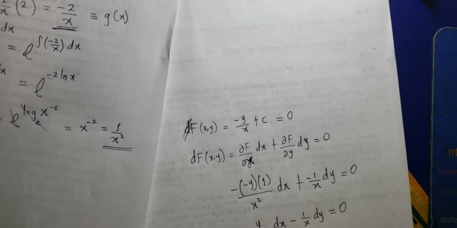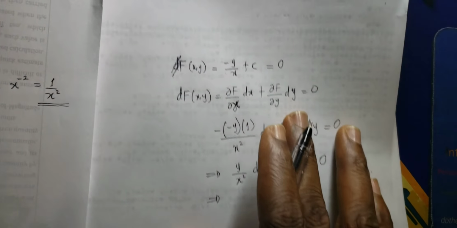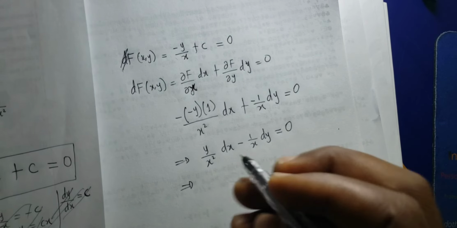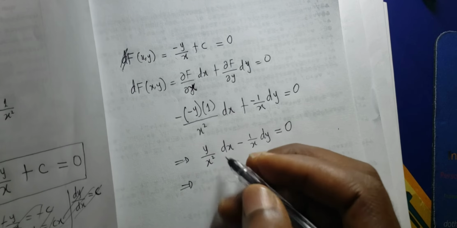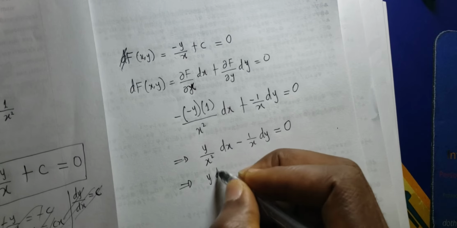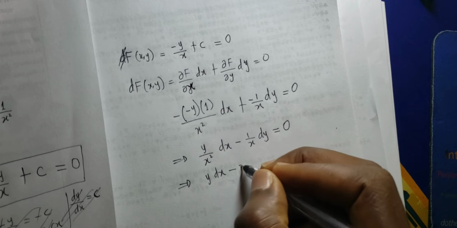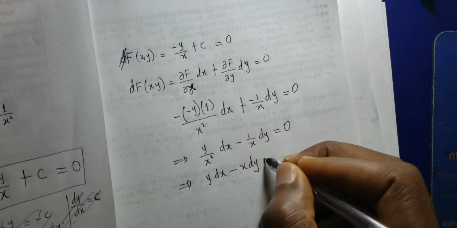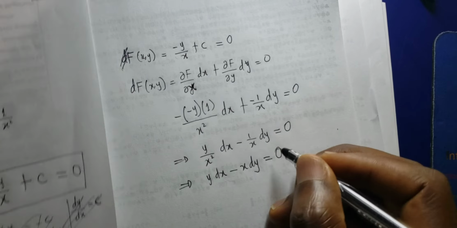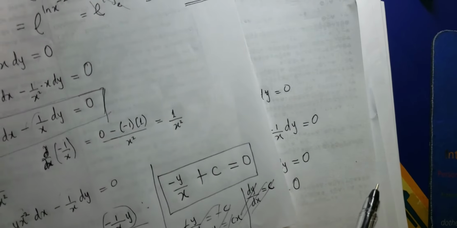And of course, this could have also given us the original equation if we just multiplied all through by x squared. By multiplying this through by x squared, we're going to have y dx, then minus, when you multiply this by x squared, it becomes x squared over x, that is x dy, equal to 0, which is the equation that we started with. So that's how you can verify that whatever you have in the option is correct.